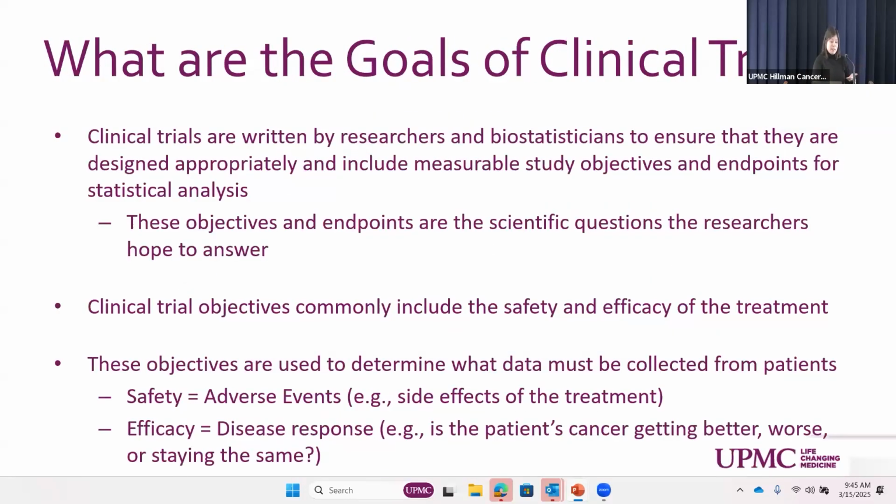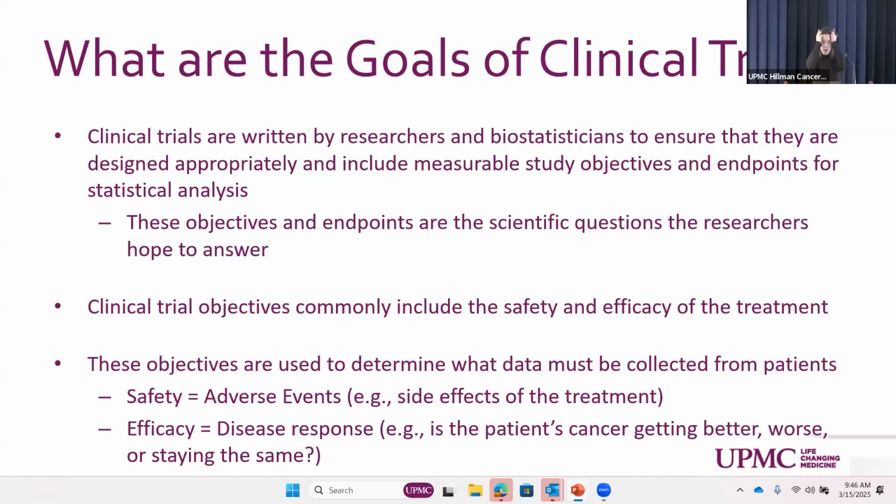So this, again, leads us to clinical trials, which Dr. Najjar explained to us already, but these are written, again, by the researchers and the biostatisticians to really answer a question. And as she noted, typically we have one big question that we're trying to answer, and we use objectives and endpoints to do that. And then, as she also alluded to, many times we are looking at the safety and efficacy of these treatments. And the safety are the adverse events or the side effects, and the efficacy is the disease response.